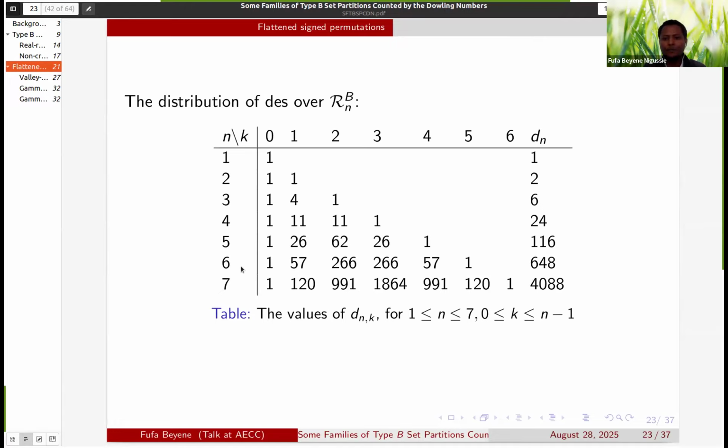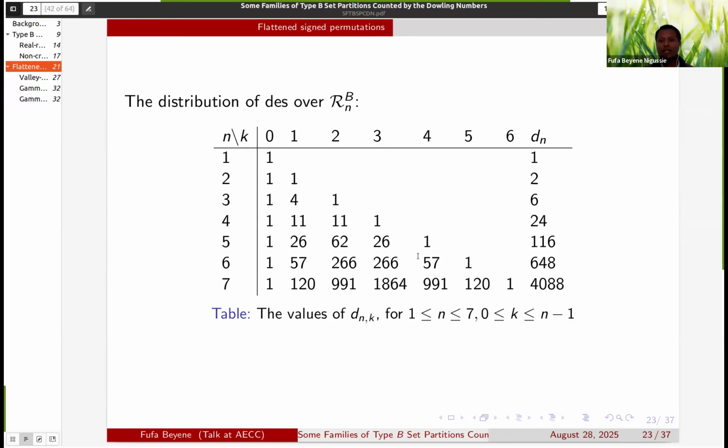As you can observe here, it looks symmetric, but it is not the Eulerian one. They differ starting from here up to n equal to 4. It looks like the Eulerian table, but it is a bit different here, but it is symmetric.